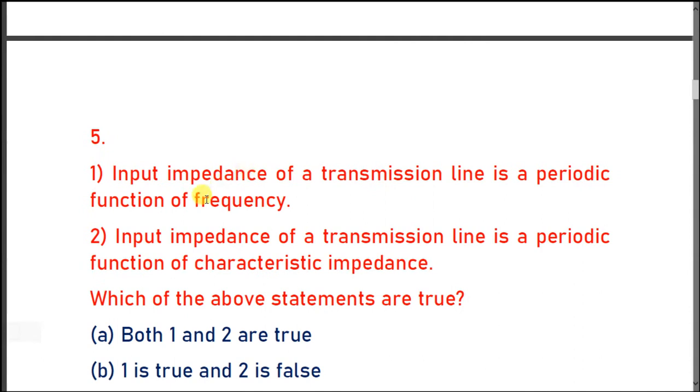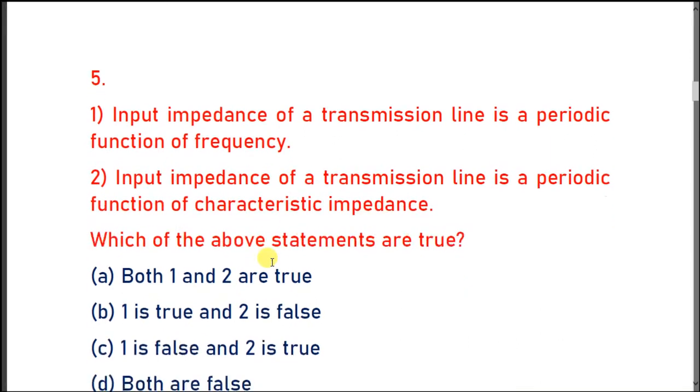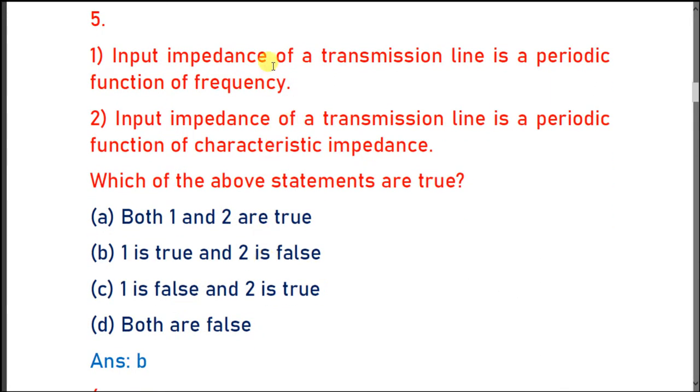Okay. Next, two sentences are given. Which one is correct? We have to find: input impedance of transmission line is periodic function of frequency. Again, input impedance of transmission line is periodic function of characteristic impedance. Okay. So if you consider this, the input impedance is periodic function of frequency only. Okay, it is not a periodic function of characteristic impedance because in Zin, if you calculate this, the tan beta L term is there. So beta is equal to 2 pi by lambda. So input impedance is directly proportional to frequency. So equation number 1 is correct and second is false.